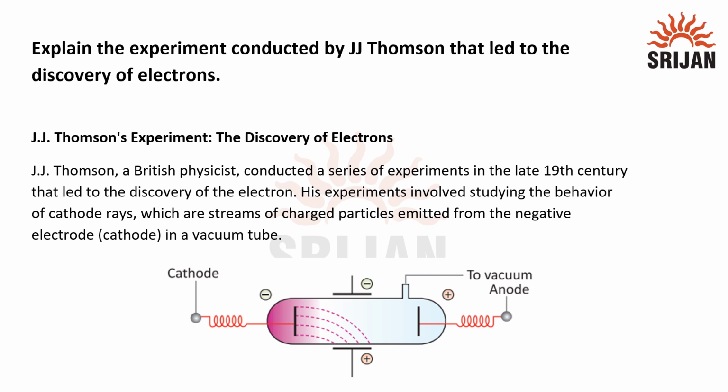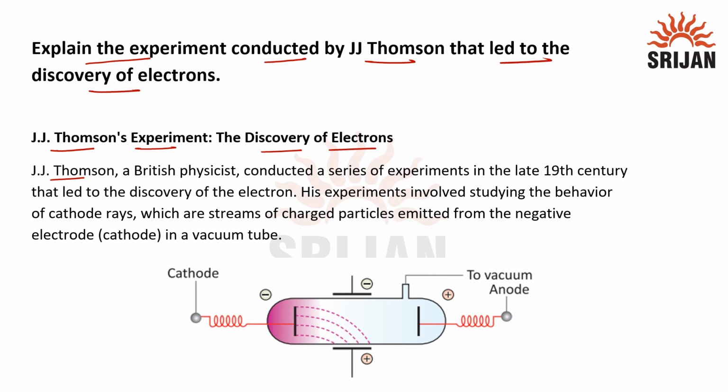The question is, explain the experiment conducted by J J Thomson that led to the discovery of electrons. The answer for this question is J J Thomson's experiment, the discovery of electrons. J J Thomson performed the experiment on cathode rays for the discovery of electron.